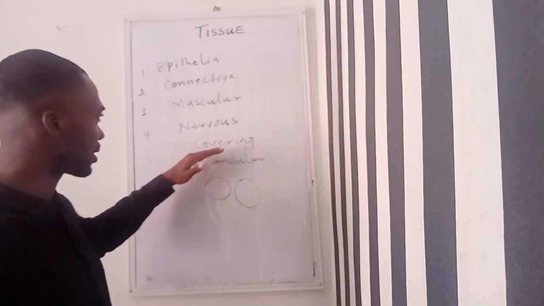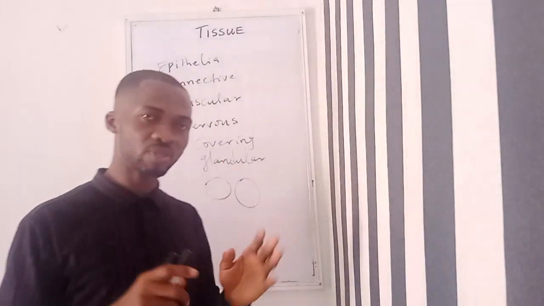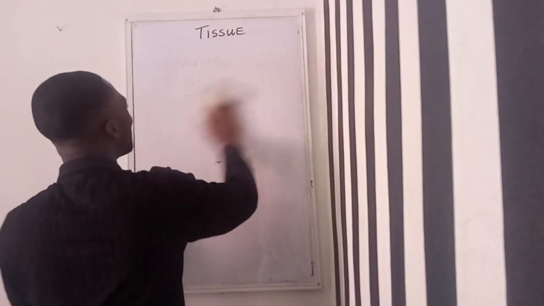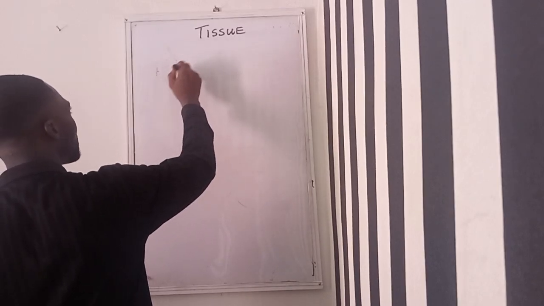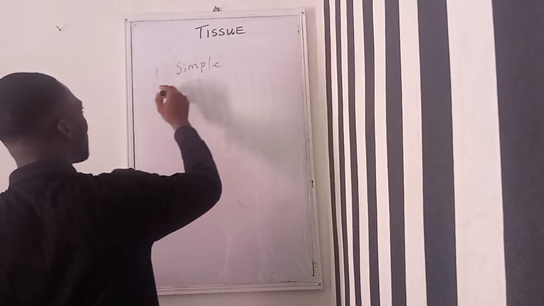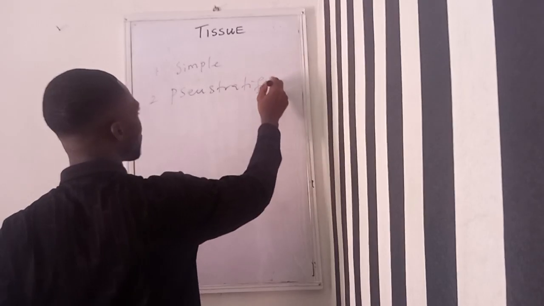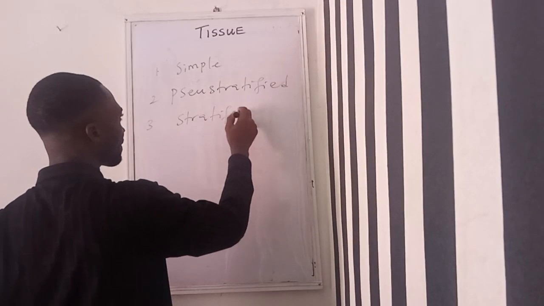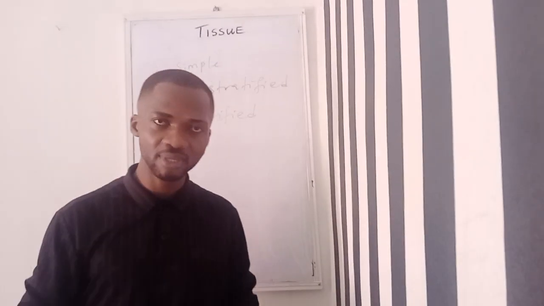Coming to classification based on the arrangement of constituent cells, we have three different types of epithelia. The first one is called the simple epithelia. We'll have pseudostratified, and we'll have stratified. So these are the different types of epithelia based on the arrangement of constituent cells.